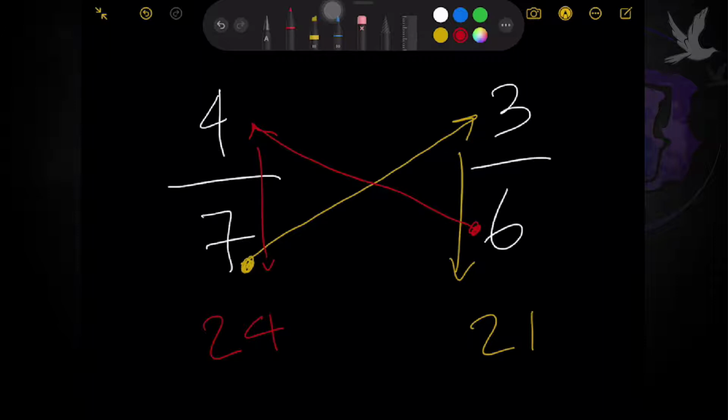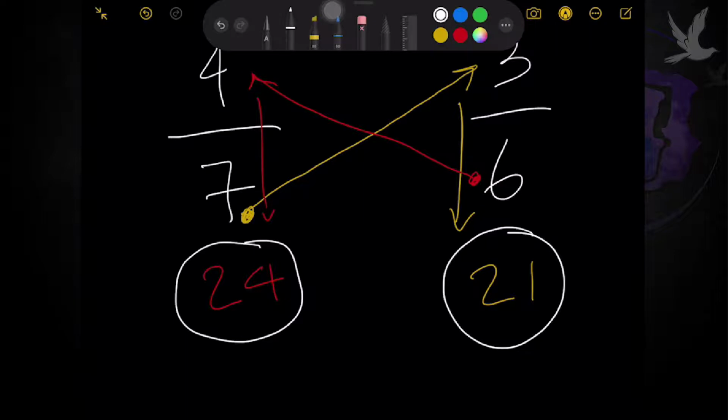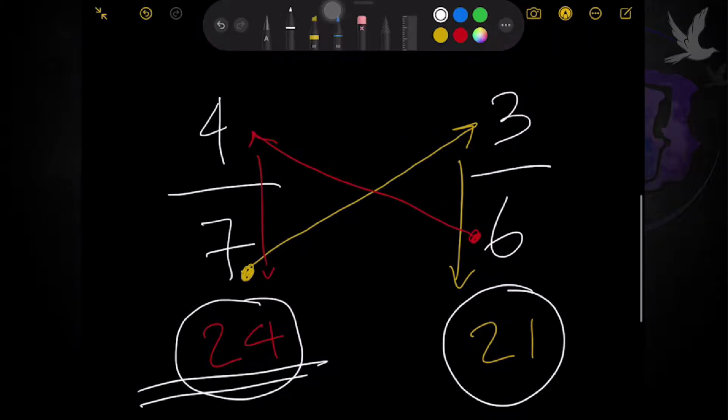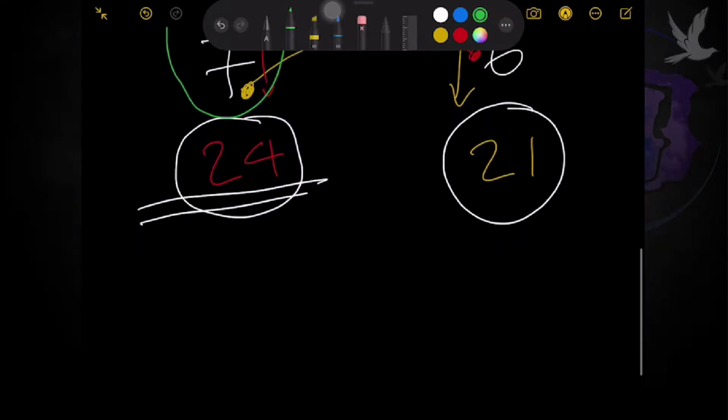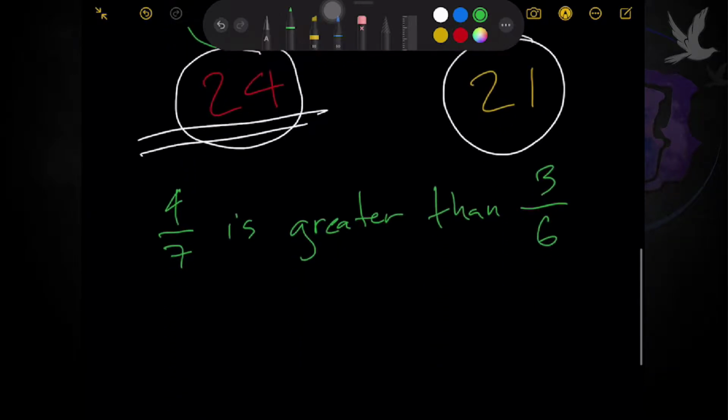So why am I putting the answer at the bottom? I mean the arrow at the bottom. This is just to show you that that answer belongs to that part. Okay? So all you have to do now is to determine which has a greater value, 24 or 21. Obviously, 24 has the greater value, which means that 4 over 7 has the greater value than 3 over 6. So 4 over 7 is greater than 3 over 6. Or writing it the other way around, we can say that 3 over 6 is smaller than 4 over 7.